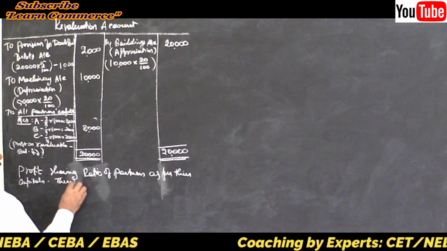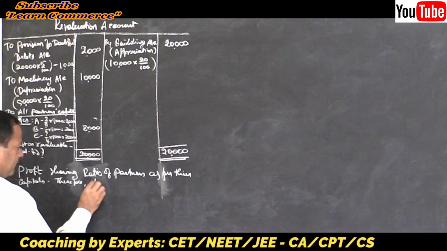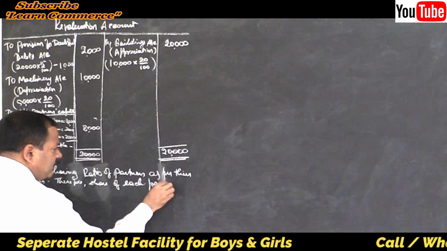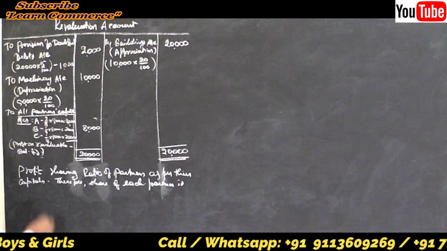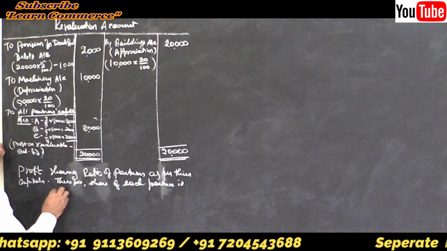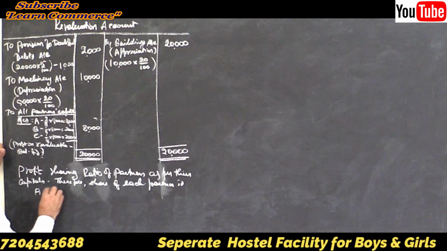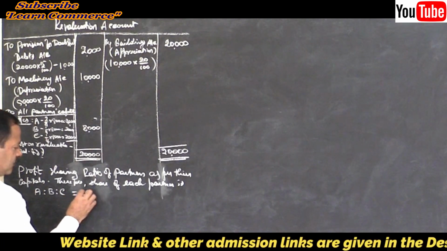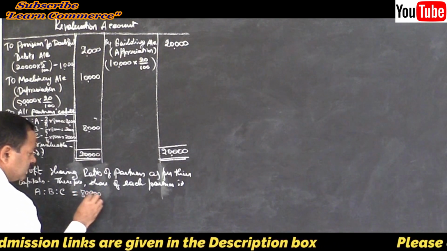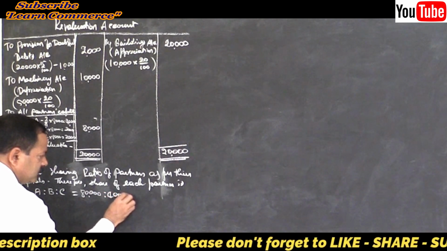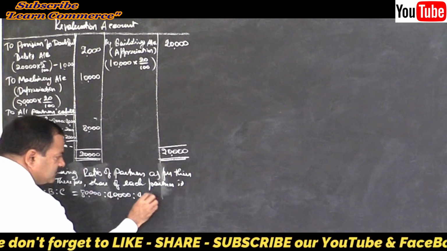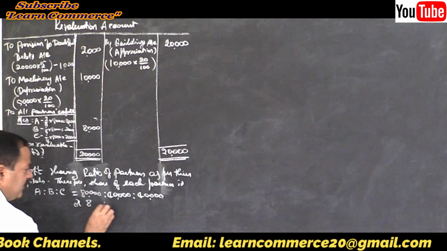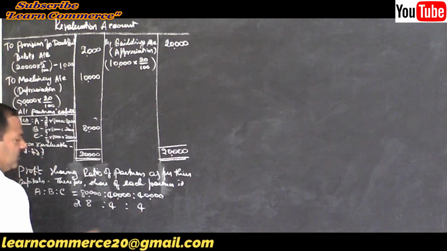Therefore, the share of each partner, Amit, Bhimu and Chandru, is equal to 80,000 is to 40,000 is to 40,000, or 8 is to 4 is to 4.